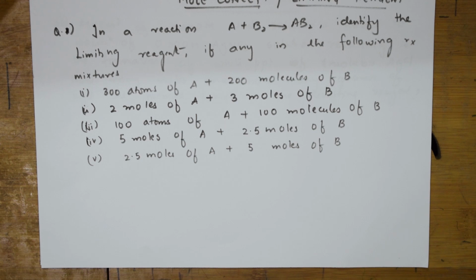Now the next question. In a reaction, A plus B2 gives AB2. Identify the limiting reagent, if any, in any of the following reactions. First, 300 atoms of A plus 200 molecules of B. Second, 2 moles of A plus 3 moles of B. Next, 100 atoms of A and 100 molecules of B. Next, 5 moles of A and 2.5 moles of B. Next, 2.5 moles of A plus 5 moles of B.